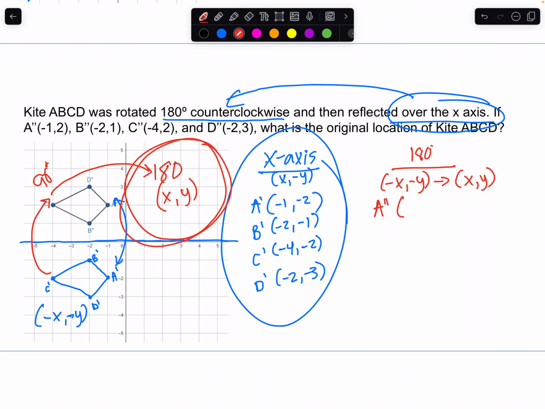So A double prime becomes opposite of -1 and opposite of -2. B double prime, opposite of -2 and opposite of -1. C double prime, opposite of -4 and opposite of -2. And D double prime, opposite of -2 and opposite of -3. This is what we call composition of transformations because we're doing 2 or more things to our original shape. We're doing a translation and a rotation, a translation and a reflection, or a rotation and a reflection, right? A combination of those 3.